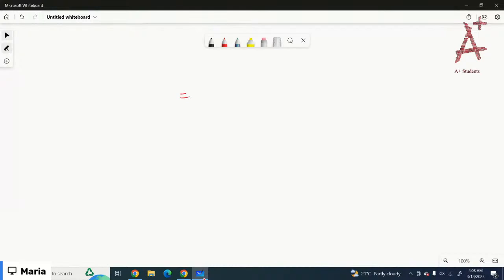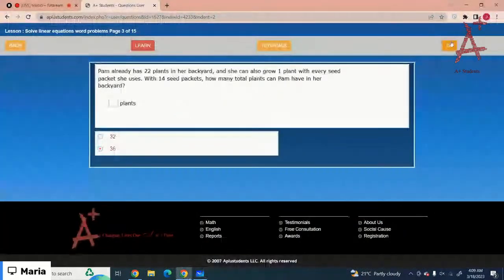22 already she has. It would be one plant she can grow with every packet, so she has total 14 packets, and she already has 22. Got it? So let's just see how many plants she can grow. 14 times 1 is 14, and plus 22. 4 plus 2 is 6, and 2 plus 1 is 3. That means she can grow 36 plants if she has 14 seed packets. Got it? So the correct option is P equals 36. So just select the correct option and click on the OK button.